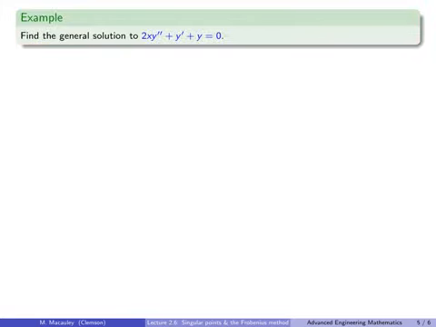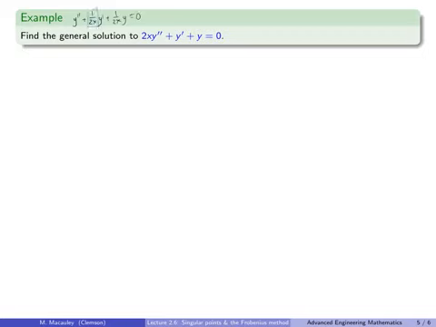Let's do an example. So let's find the general solution to the following ODE. This is a second order homogeneous equation: 2x y double prime plus y prime plus y equals 0. Okay, so just for good measure, let's divide by 2x, so we make this monic. So y double prime plus 1 over 2x y prime plus 1 over 2x y equals 0.